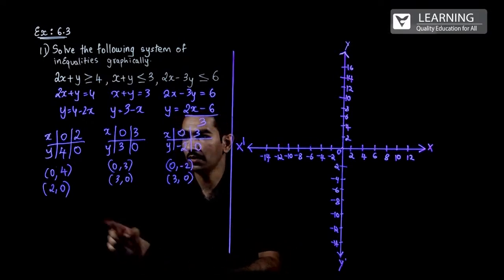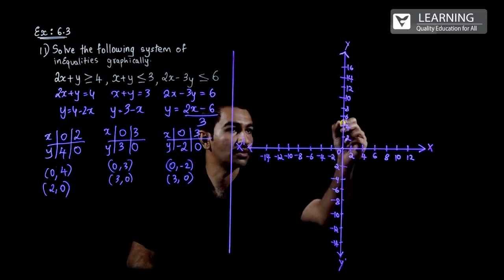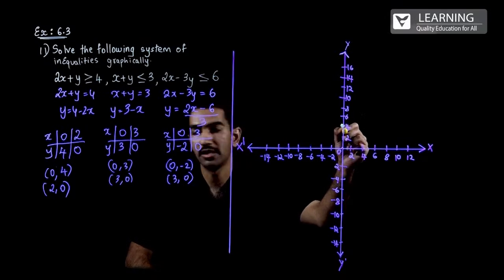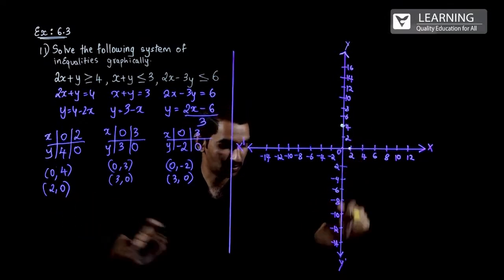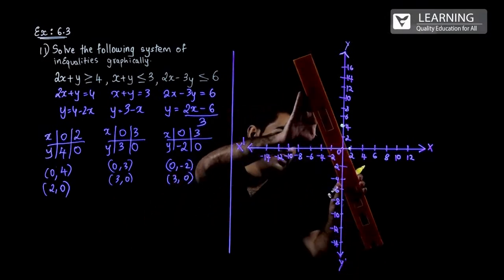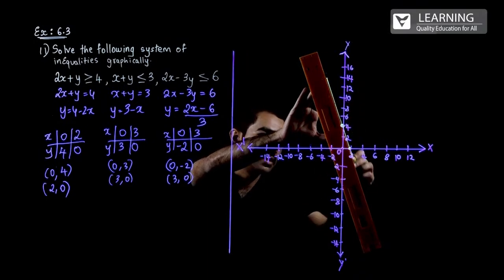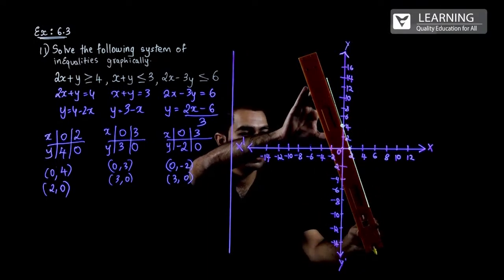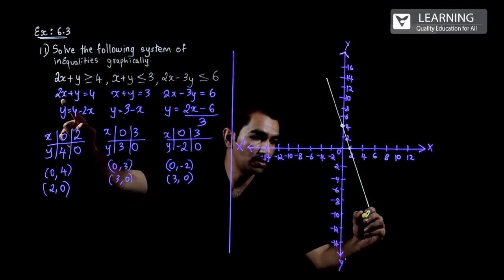So here we'll start now. Let's start with this point. 0, 4. So x is 0, y is 4. So that point is coming here. 0, 4 and 2, 0. x is 2, y is 0. That is this point. Join this line. So here we'll be getting a line like this. What is this line called? This line is called this equation, 2x plus y is equal to 4.